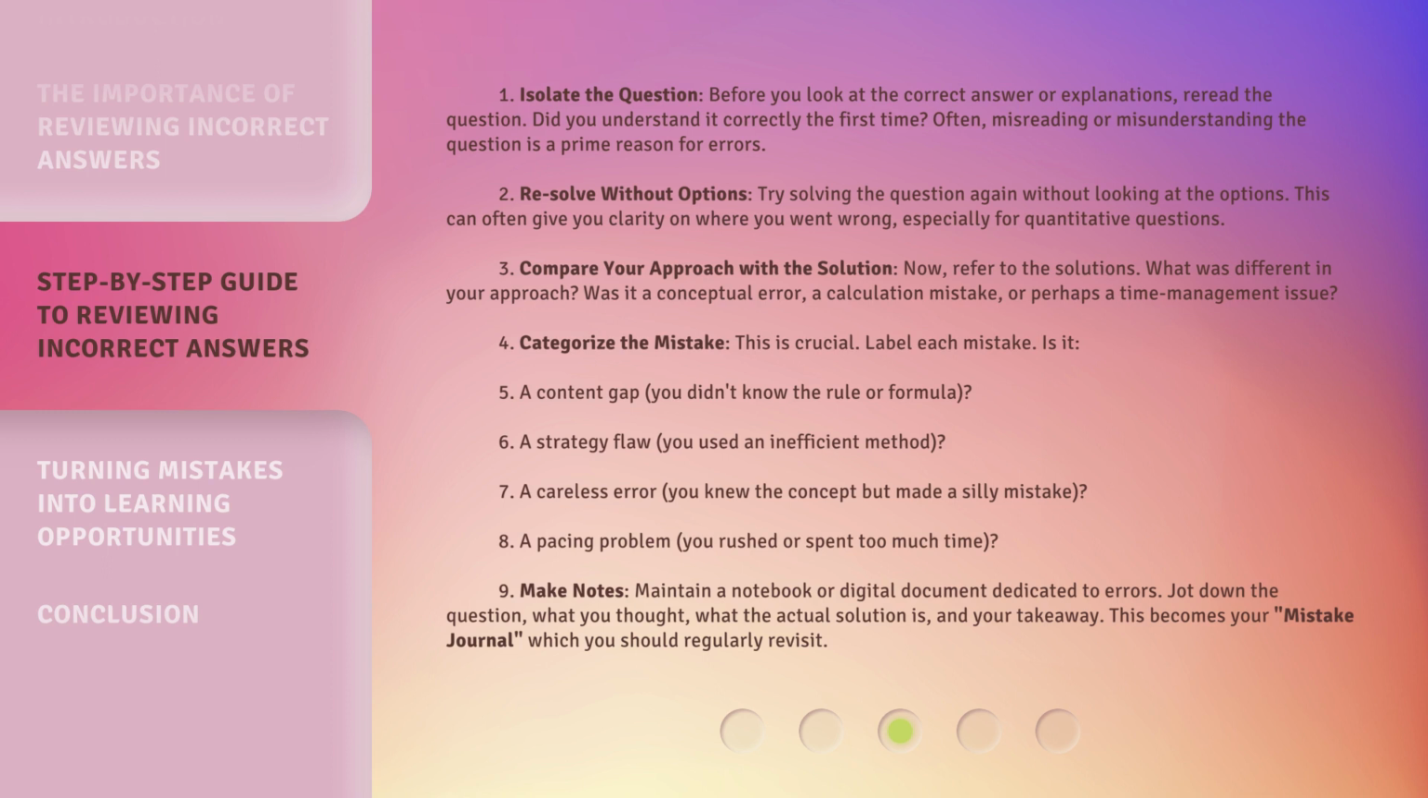9. Make notes. Maintain a notebook or digital document dedicated to errors. Jot down the question, what you thought, what the actual solution is, and your takeaway. This becomes your mistake journal, which you should regularly revisit.